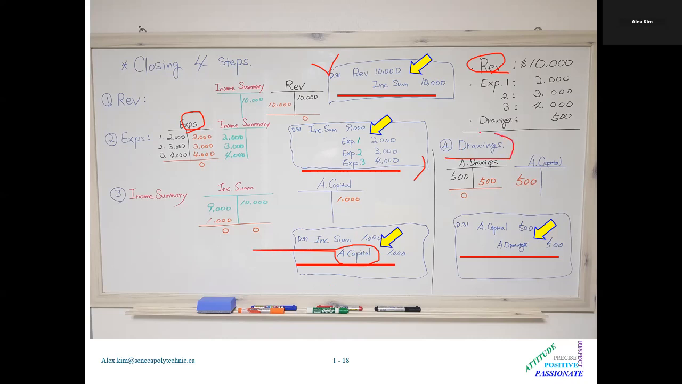Like drawing, the last step: definitely the owner took money out, which means it decreases the capital balance. So capital is debited, opposite of normal, and then drawing we are going to close by putting the exact same amount on the opposite of its normal balance. Drawing and expense normal balance is debit. Good. Hopefully you understand this one.